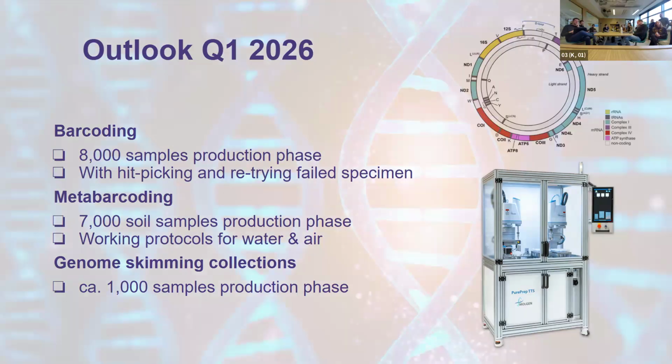Well, of course, the outlook for next year: full-on production. We're scaling down the barcoding a little because we're trying to focus on redoing the specimens that didn't work the first time. That requires some hit picking, so there's a little more work than just taking in plates from the sampling team. Then for metabarcoding, we hope to do 7,000 soil samples and get the water and air up and running. We'll also start with the genome skimming. About 1,000 specimens are planned, basically picking up where BGE left off. Yeah, because BGE is finished. Technically speaking.